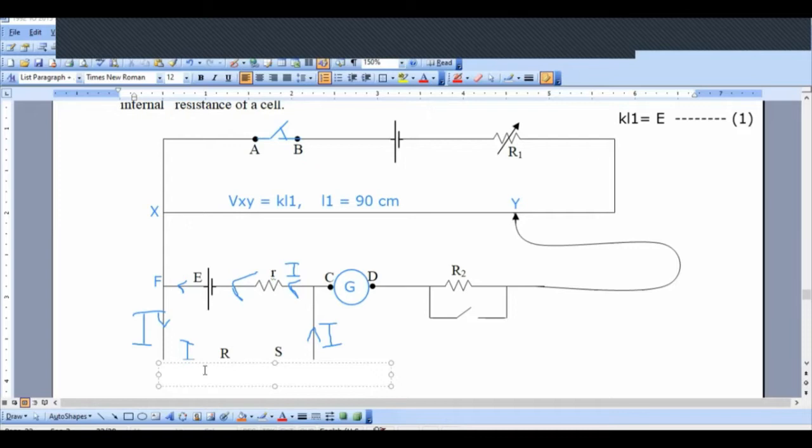F, capital G, capital F, capital G, capital H, capital H, capital H. Let me use the letter J, this branch.